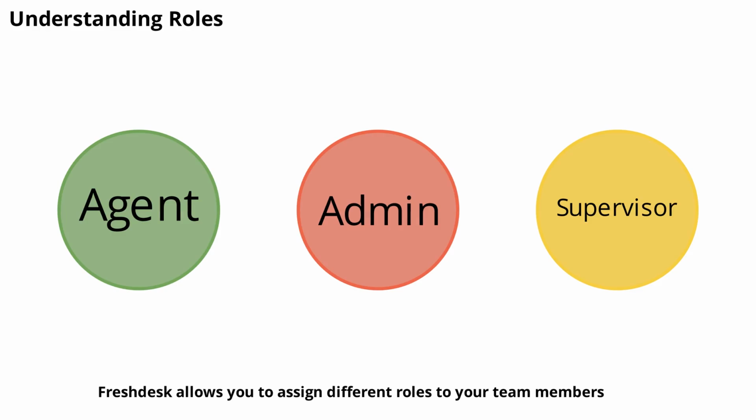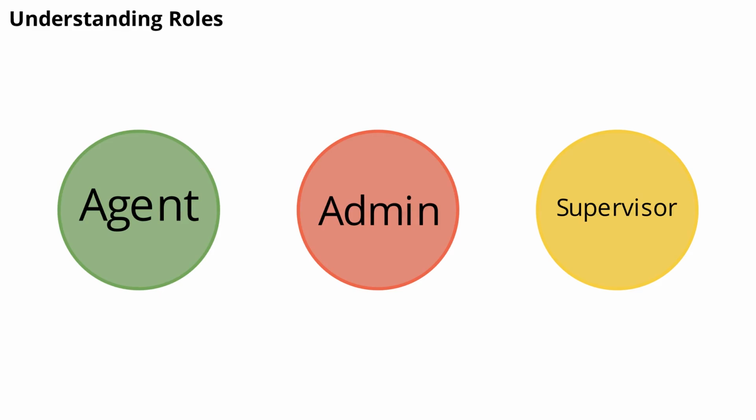Freshdesk allows you to assign different roles to your team members. The main roles are Agent, who handles tickets, and Admin, who manages settings and configurations. There's also the Supervisor role for overseeing performance. Assign roles based on your team's structure and responsibilities. This ensures everyone has the right level of access and can perform their tasks efficiently.